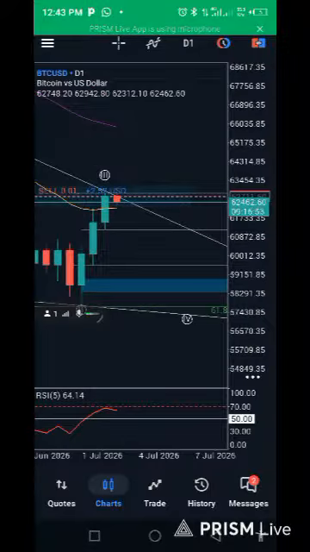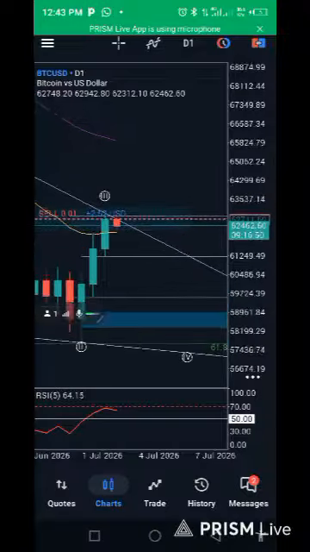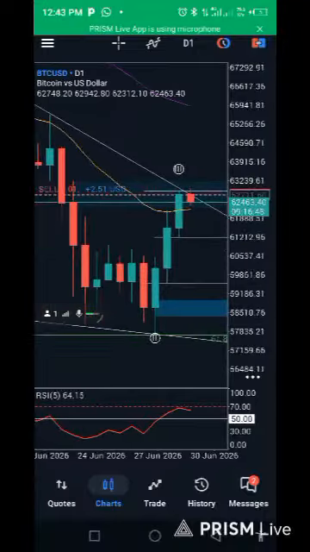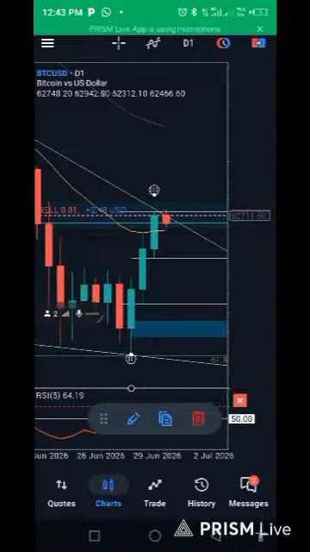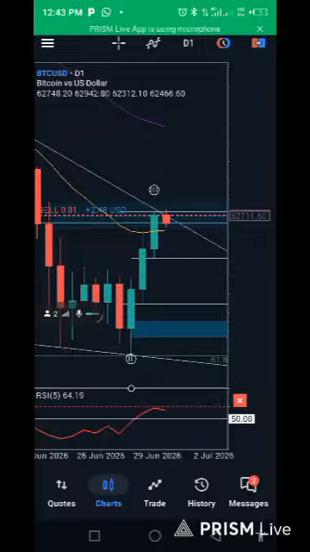So it's always 5 waves. 1, 2, 3, 4, 5. Here at this point now, it's on a trend line, and that is the third wave. The third wave has been completed already. Then it's about to form the fourth wave.